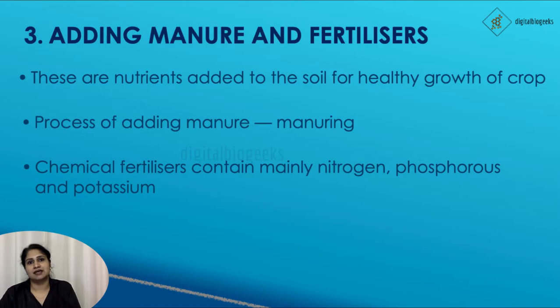Chemical fertilizers are also there for the instant growth of plant. Fertilizers contain the plant nutrients such as nitrogen, phosphorus and potassium.